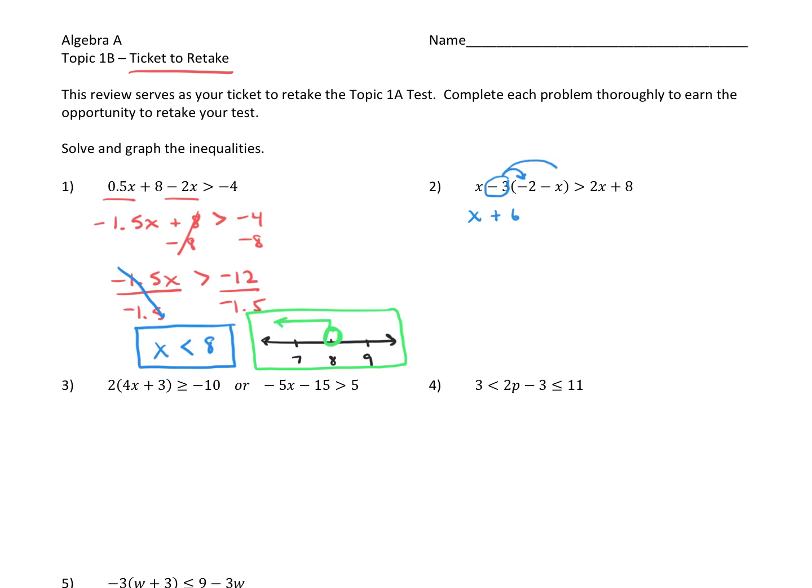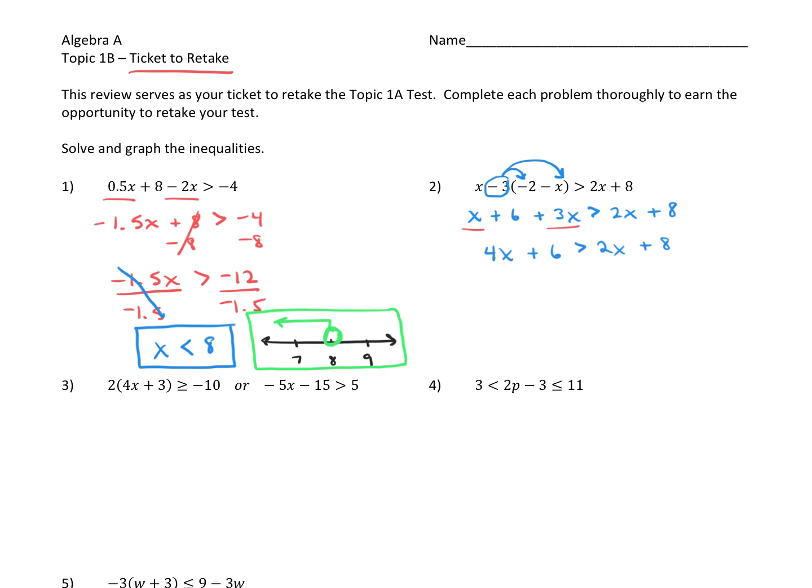And then we have a negative 3 times a negative x. So that negative times a negative is a positive 3x is greater than 2x plus 8. Just carry that down. Now I notice that on the left side of our inequality, we have like terms. We can add those together. X plus 3x is 4x. Plus 6 is greater than 2x plus 8.